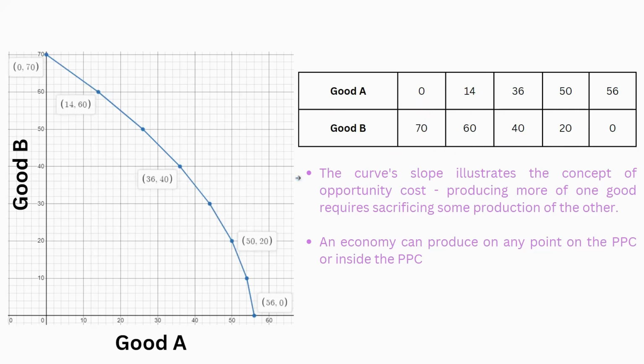So this means that if I have to produce more good A's, I have to sacrifice more good B's because resources are scarce. So the economy has to see what's the best combination. It has to produce on this line so that it could fulfill more needs and wants of its population. Also, this says an economy can produce on any point on the PPC or inside the PPC. So yeah, that's what this slide says.